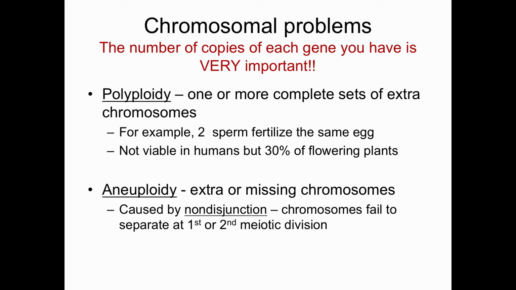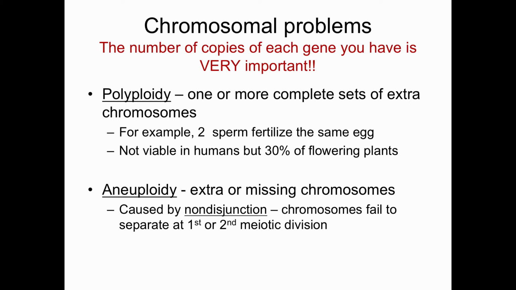aneuploidy, it's a hard word to say, is something that we do sometimes see in humans, and that is either extra or missing chromosomes. So really what aneuploidy comes down to is an error of meiosis. It can happen in either the first or the second meiotic division, but essentially the chromosomes aren't going to separate correctly.